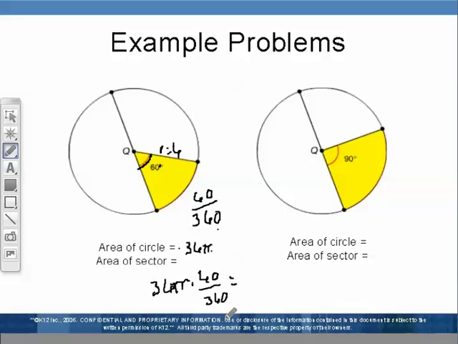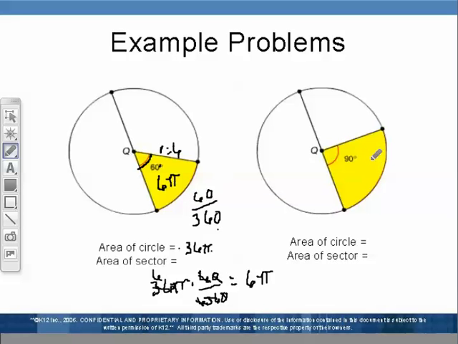And what do I get? Well, let's see, the zeros will cancel out. 6 goes into 36 6 times. I'll wind up with 6 pi. So this little shaded area in here is simply 6 pi square units.